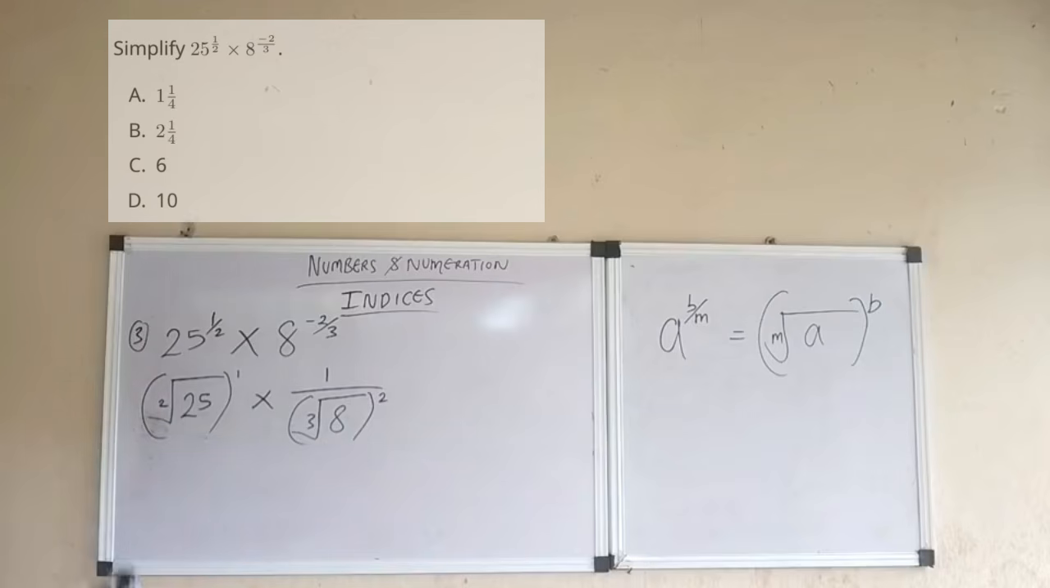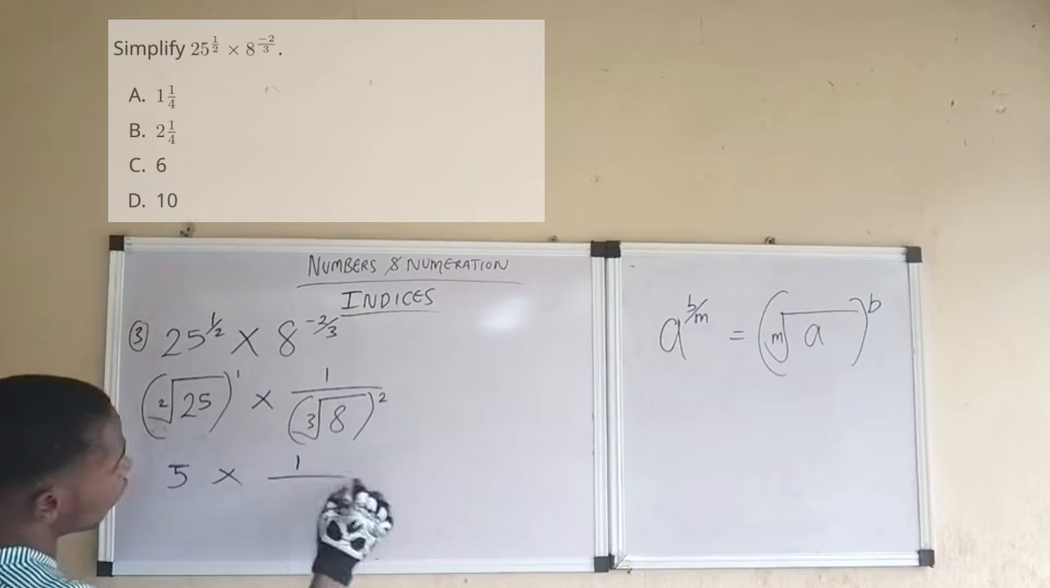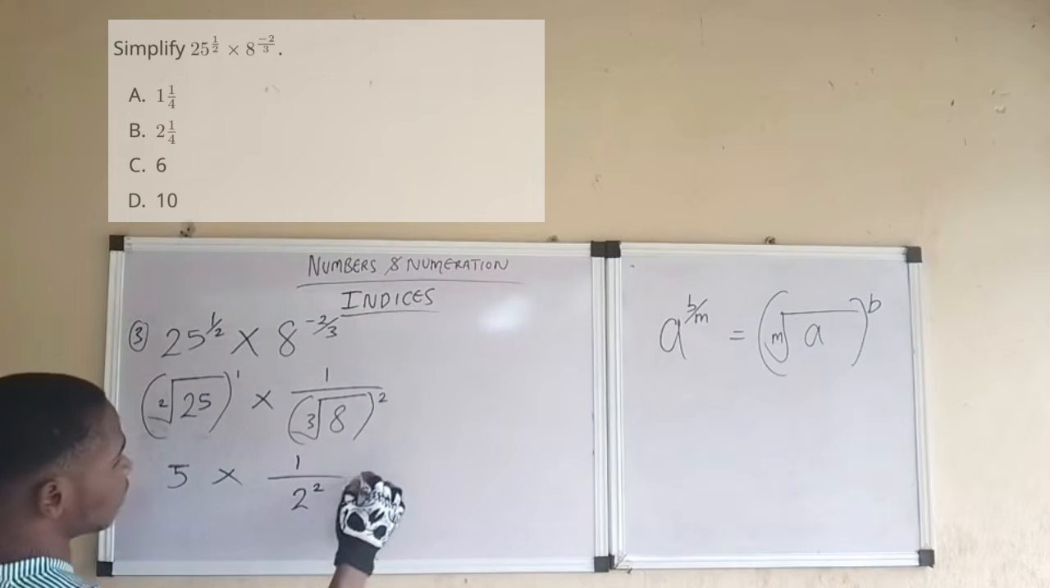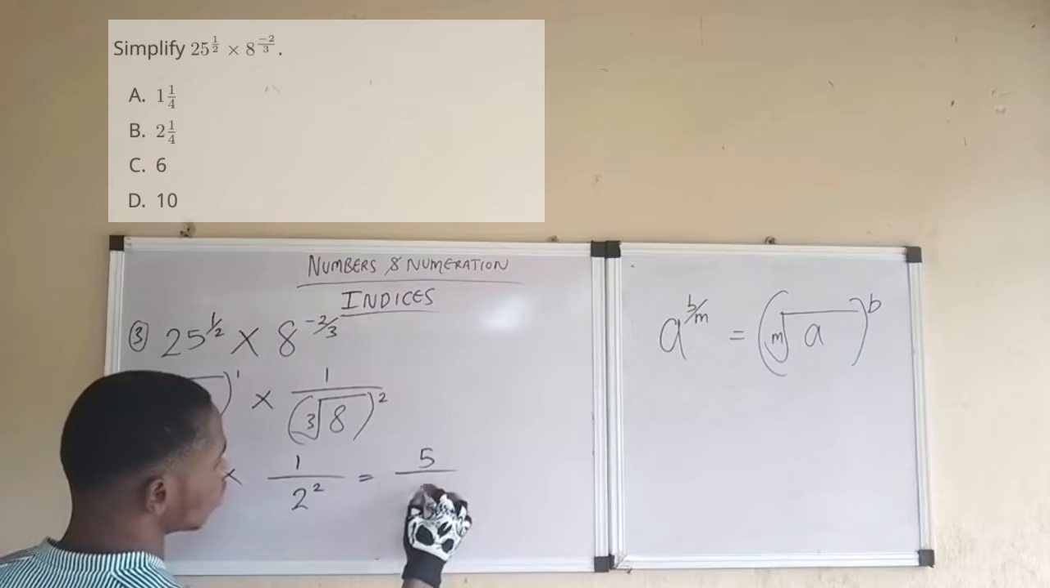Do you understand? And here, the square root of 25 is 5. So we have 5 times 1 over, what's the cube root of 8? 2 raised to the power 2. So we're having 5 times 1, which is 5, over 2 raised to the power 2, which is 4.